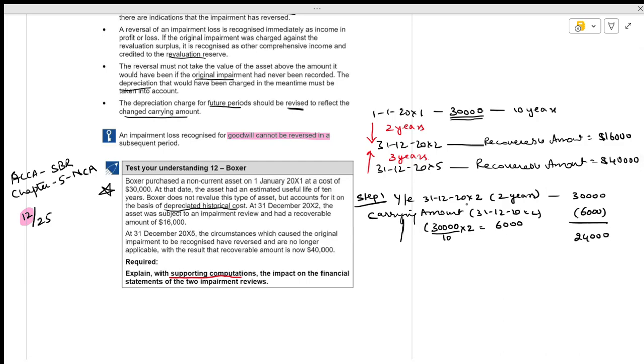This is the carrying amount as on 24,000. Fine. My handwriting is not that good. Okay, I will try to write it. Fine. Okay, no problem. Now, what happens?